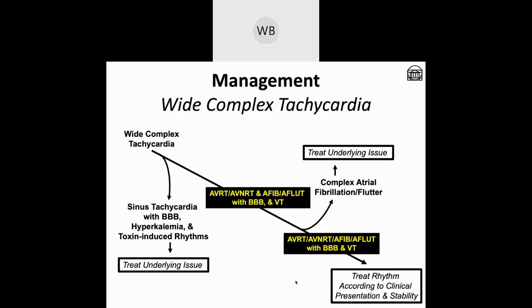What we're going to do there is treat the rhythm according to the clinical presentation and stability. If in doubt in these settings, once we've removed sinus tachycardia with bundle branch block and complex AFib from the differential diagnosis, then any of these other rhythm possibilities in the wide complex tachycardia presentation can be treated with synchronized electrical cardioversion if they're unstable, or if they're stable from a hemodynamic standpoint, we can use intravenous procainamide, okay? A great drug, very appropriate to use, and quite worthwhile.